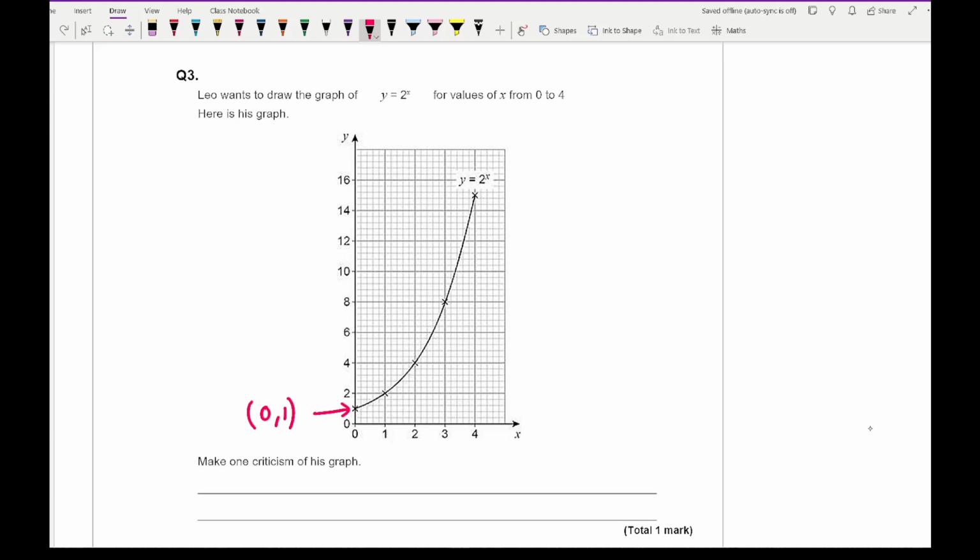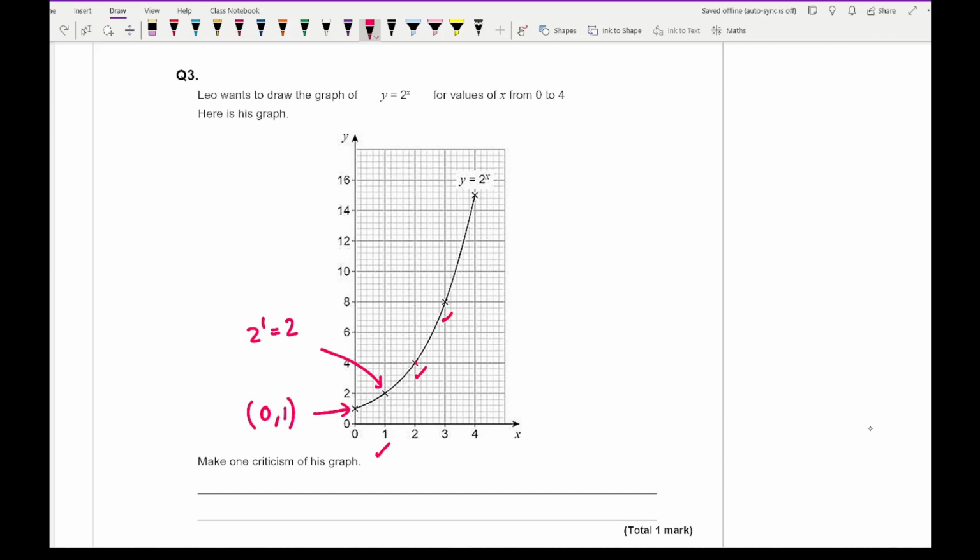So all I then need to do is just check these coordinates. So 2 to the power of 1, so let me just write that. 2 to the power of 1 is 2, so that's correct. 2 to the power of 2 is 4, so that's correct. 2 to the power of 3 is 8, so that's correct. And 2 to the power of 4 is 16, not 15.